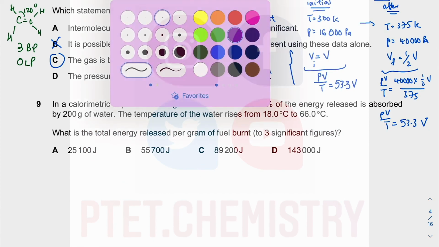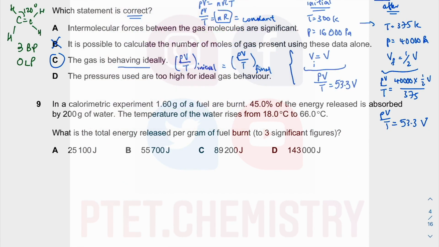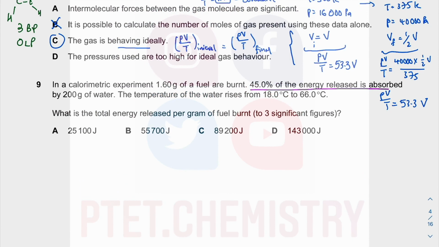Next question. So we have calorimetry. A bit confusing here because only 45% of the energy released is absorbed. So we have 1.60 gram of a fuel. We want the energy released per gram of fuel, not per mole of fuel, because they don't tell you what the fuel is. You don't have the molecular formula of the fuel. This is the heat energy given out to the water. It's mcΔT that exclusively belongs to the water, which is the solution.